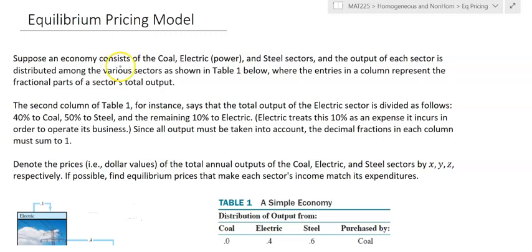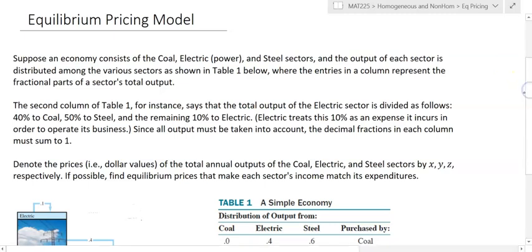Well, let's go ahead and read through this. Suppose an economy consists of coal, electric, and steel sectors, and the output of each sector is distributed among the various sectors as shown in Table 1. Okay, so each of these economies is going to have some output. We'll call that output 100%, and a certain proportion of that is going to be distributed just among those three sectors. So we'll take a look at this table here.